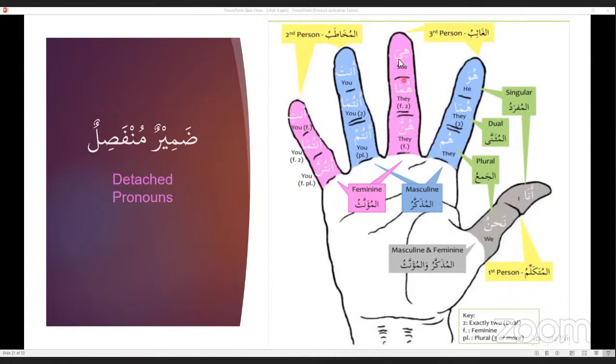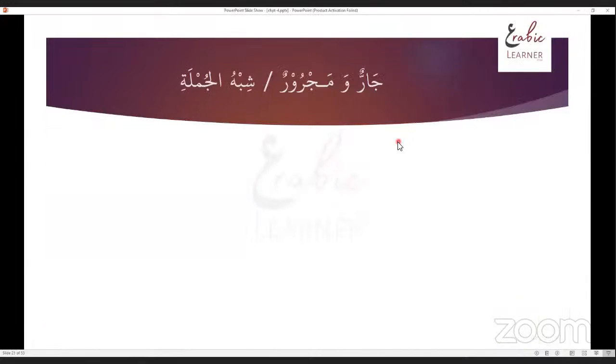Huwa, huma, hum, hiya, huma, hunna, anta, antuma, antum, anti, antuma, antunna, ana, nahnu. Okay. So inshallah, we will be going through such practice every day, and during every class. And you also keep on practicing yourself in your free time, anytime you can just keep on practicing this.